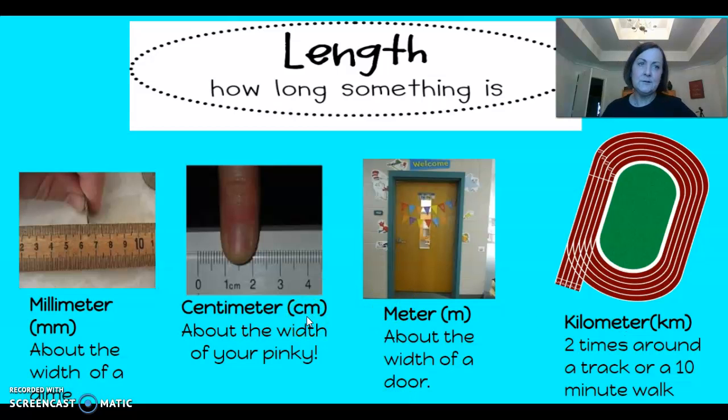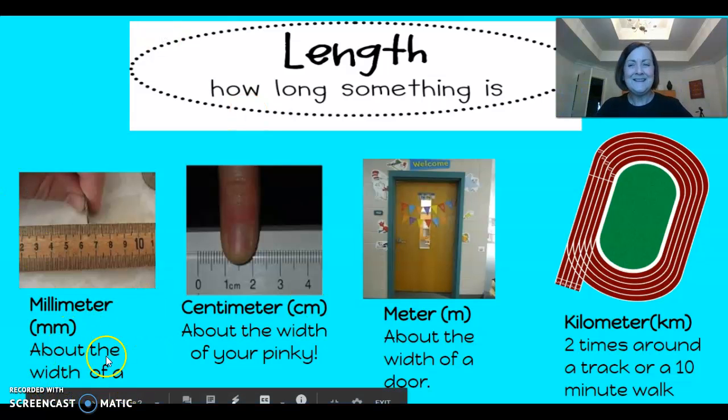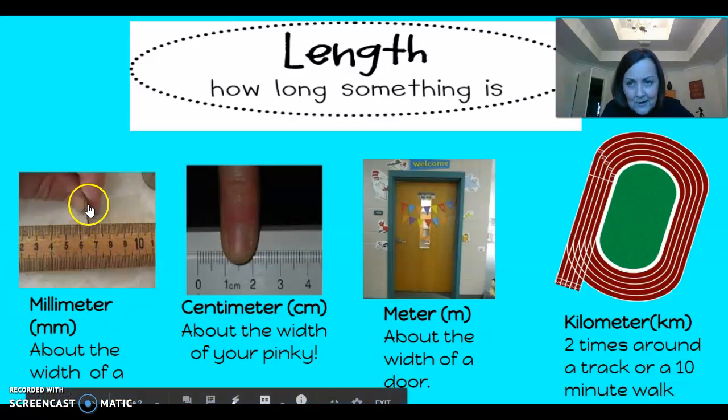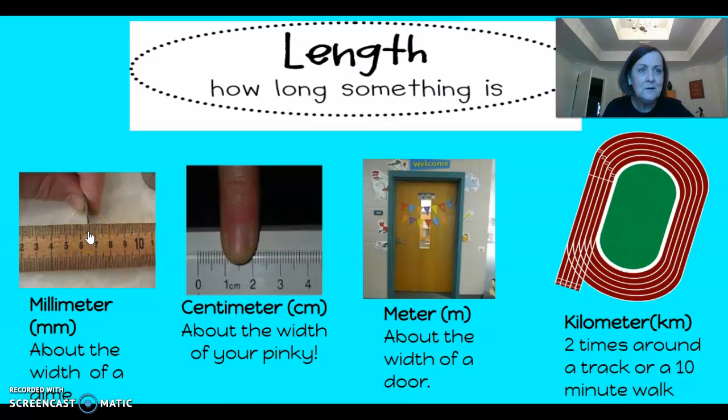So meters are what measure length. And remember, length is how long something is from one point to another. So let's talk about the millimeter. It's the smallest unit of measurement in the metric system that measures length. Think of the width of a dime, here's a dime right there. You see those little tick marks there? That's how tiny a millimeter is.